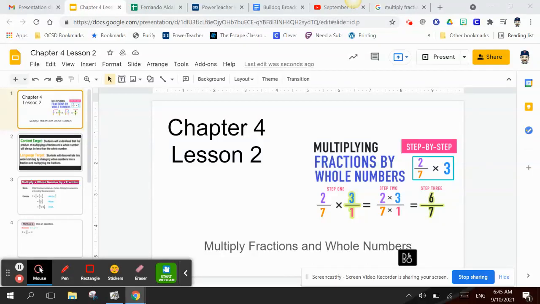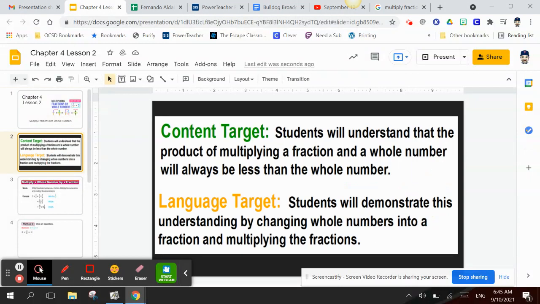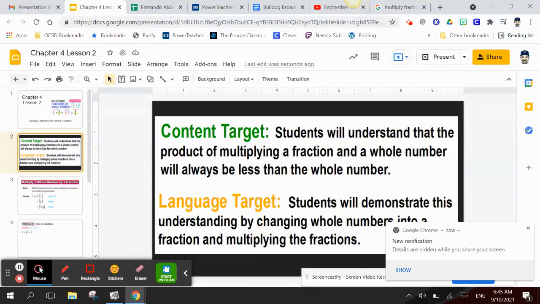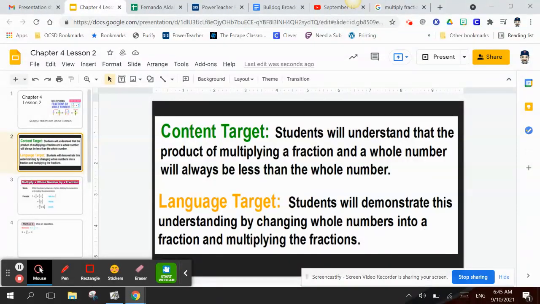Chapter 4, Lesson 2, Multiplying Fractions and Whole Numbers. Our content target: students will understand that the product of multiplying a fraction and a whole number will always be less than a whole number. Our language target: students will demonstrate this understanding by changing whole numbers into a fraction and multiplying the fraction.